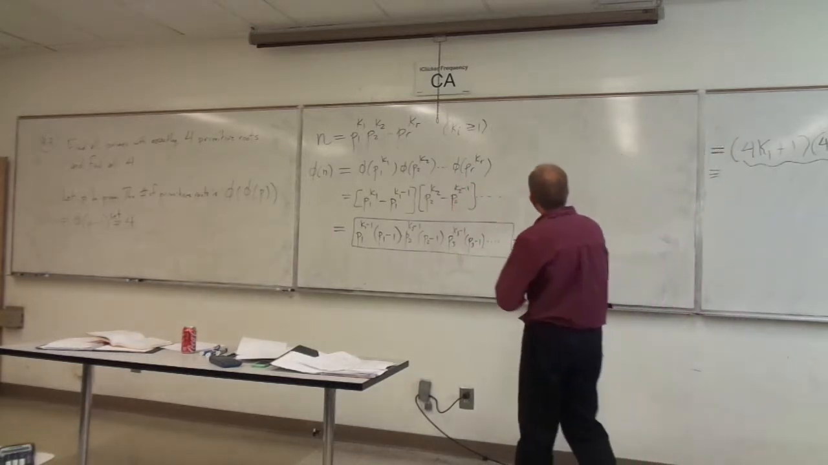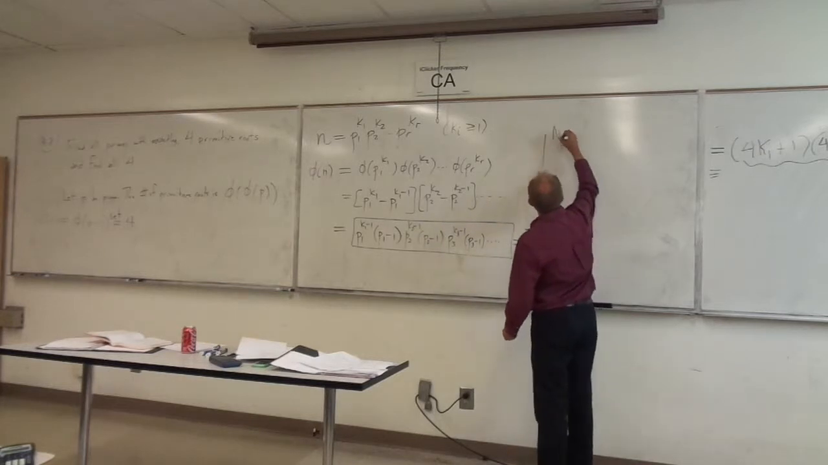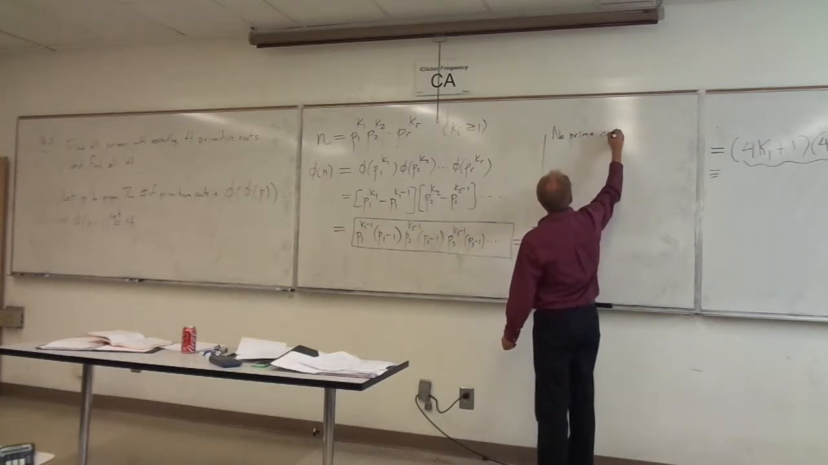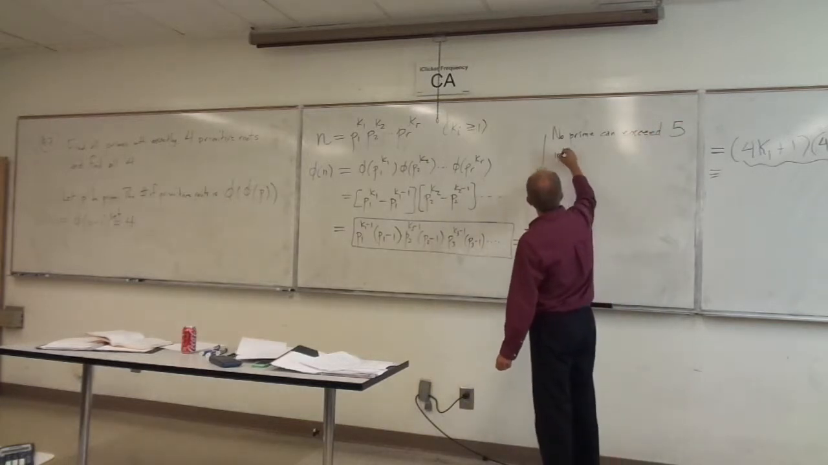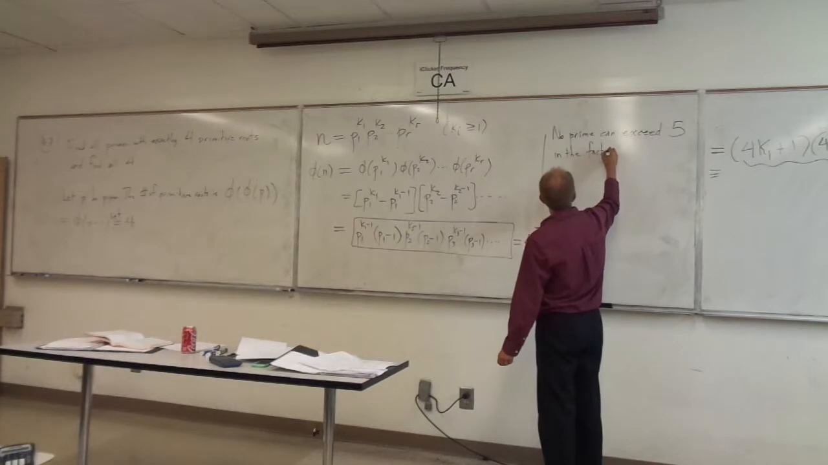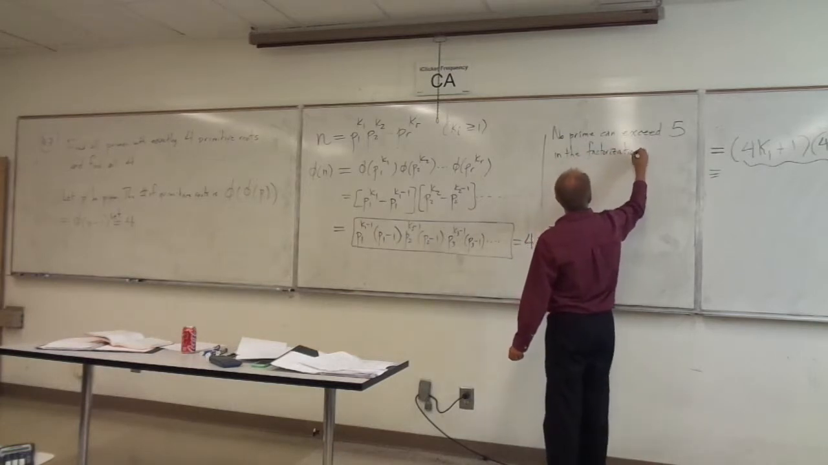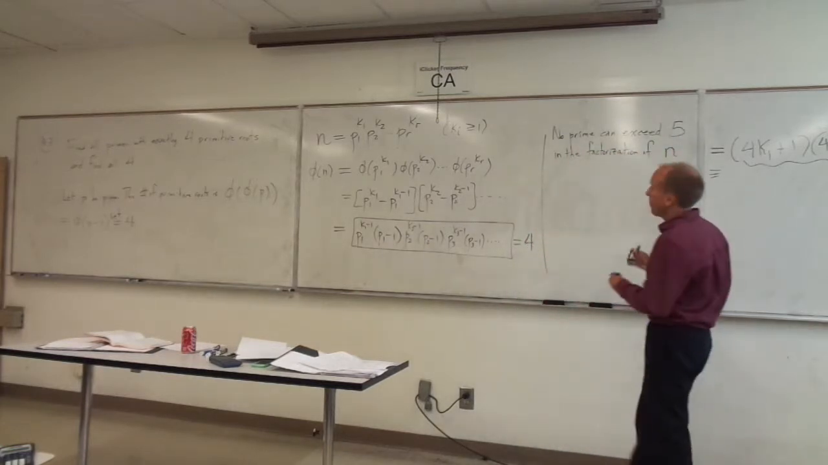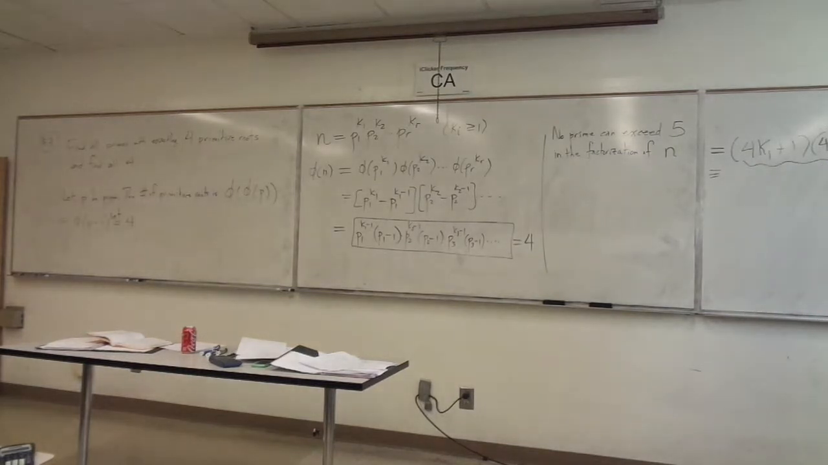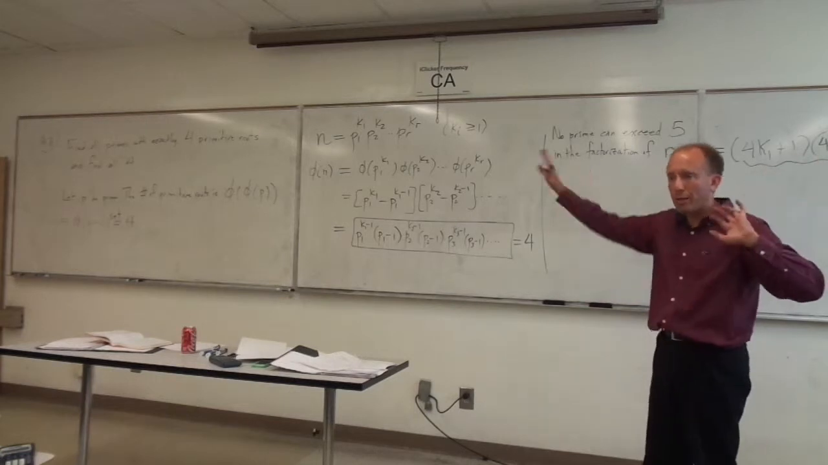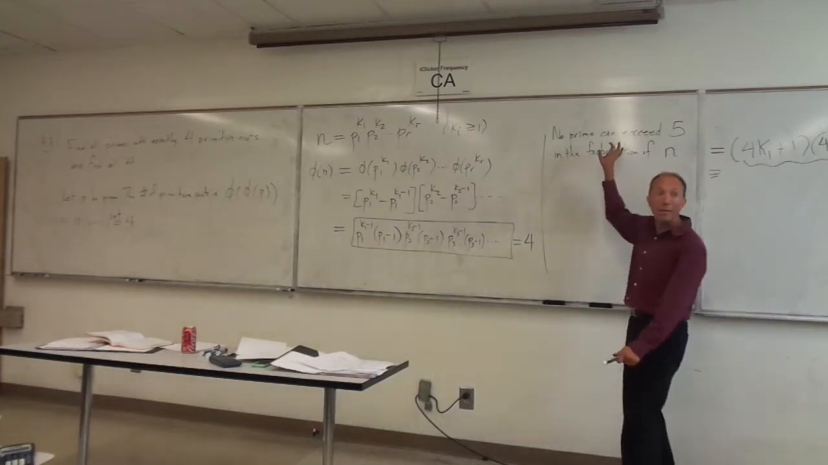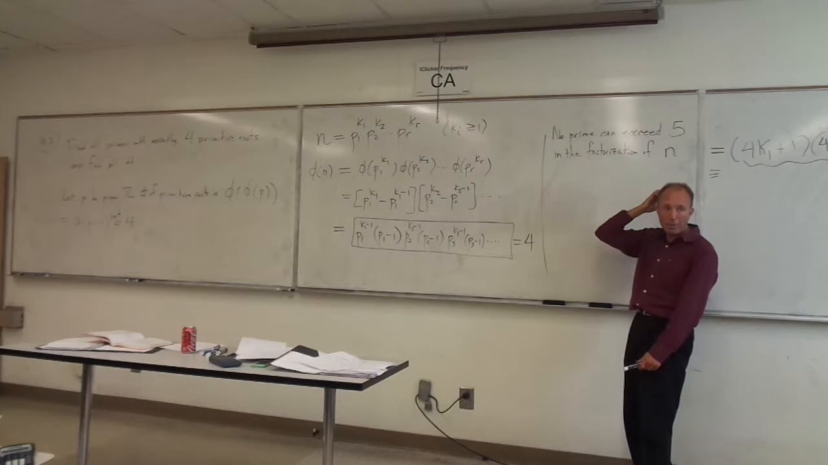So no prime can exceed 5 in the factorization of n. In the context of the problem, we're doing n as p minus 1. Right, we can use that as well. That's going to eliminate some things too, but I'm not using that quite yet. Just trying to work with the general n right here. Okay, so far so good?